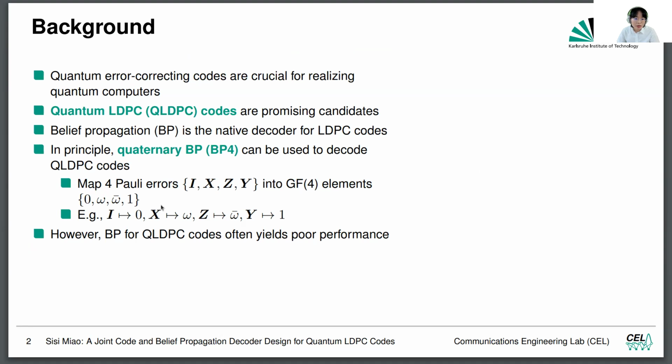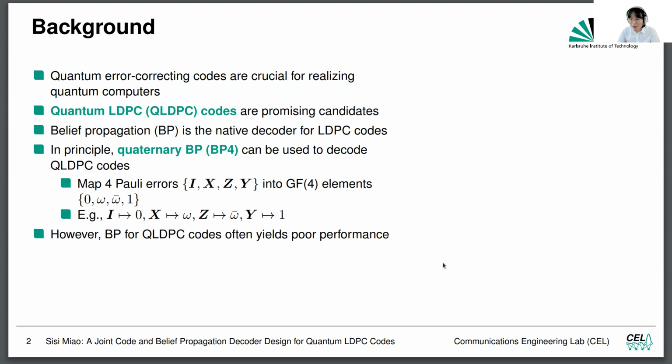The crucial thing is we want to map the 4 different kinds of Pauli errors into the 4 elements in the GF(4) field. It seems that the problem is solved: we have quantum LDPC codes, and we can decode them. But then we found there's a big problem: usually if we directly decode quantum LDPC codes with BP, we get very bad performance. If we look at classical ones, they are completely not comparable.